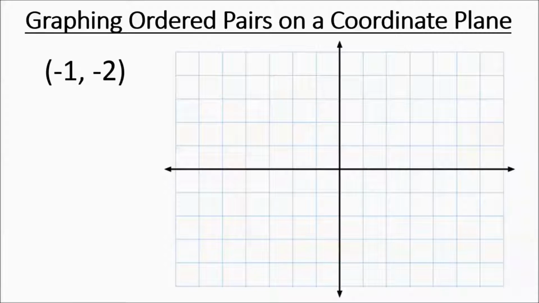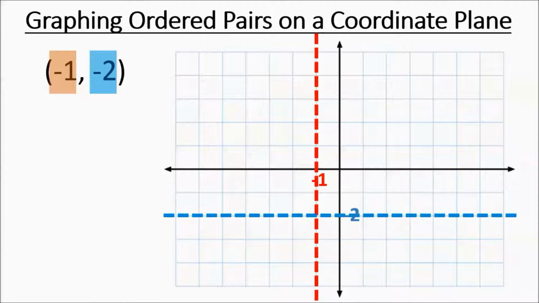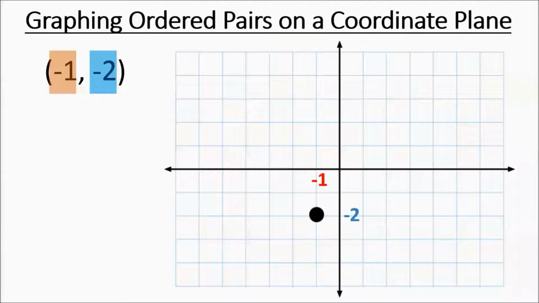We have -1, -2. So we're going to mark our -1. We're going to mark our y-axis of -2. We extend those, and they intersect right there at that point in quadrant 3. That's where both x and y will always be negative in quadrant 3.